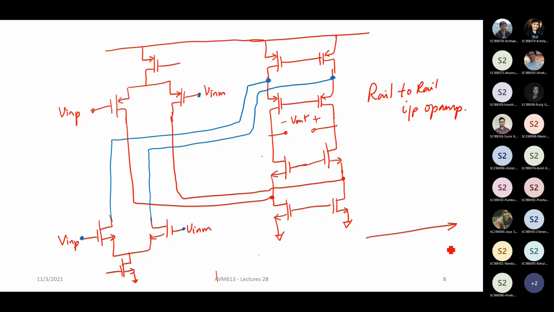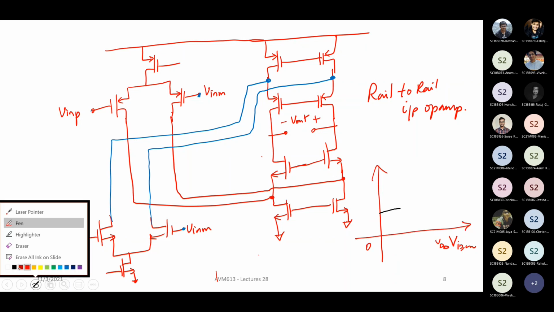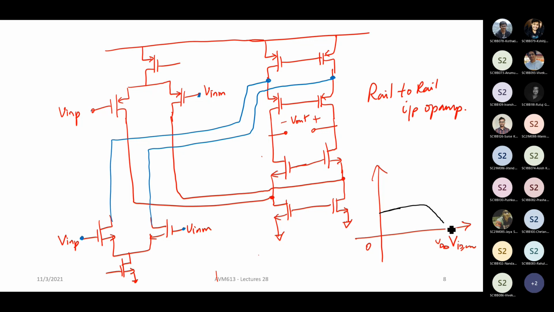So if you look at, let's say this is your x-axis, input common mode voltage. Let's say this is 0 and let's say this is VDD. So when you're at very low voltages, your PMOS only will be working. Therefore, the PMOS will work till somewhere here, and then your NMOS will start working.